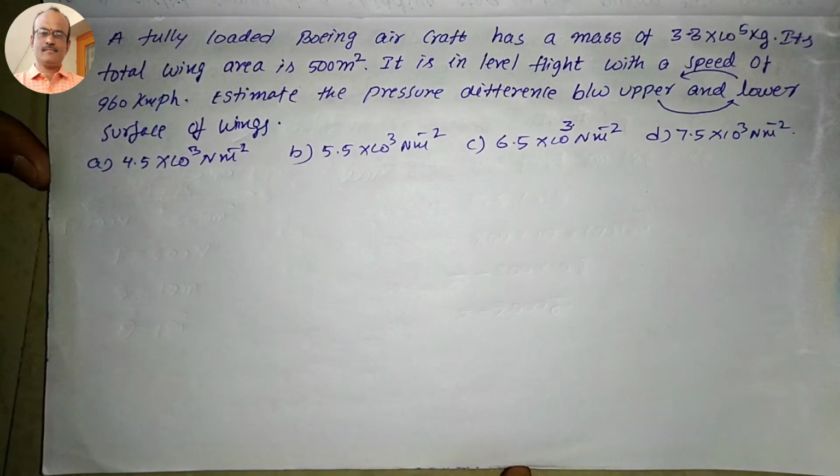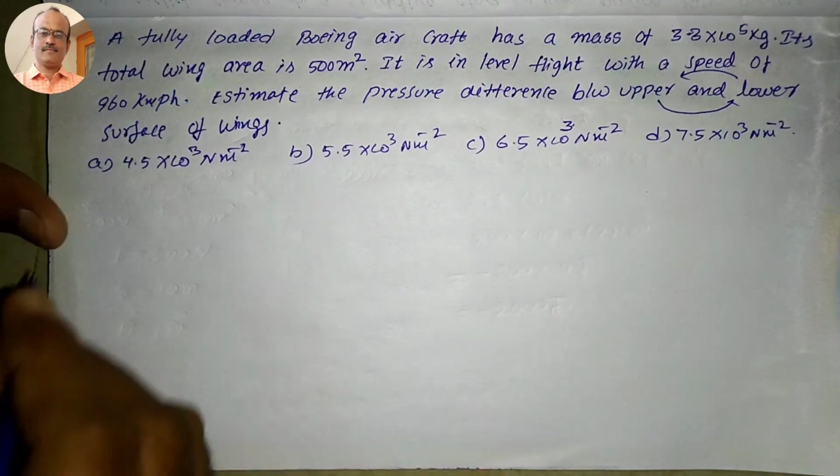Now the question number 14. A fully loaded Boeing aircraft has a mass of 3.3 × 10^5 kg. Its total wing area is 500 m². It is in level flight with a speed of 960 km per hour. Estimate the pressure difference between lower and upper surface of the wings.